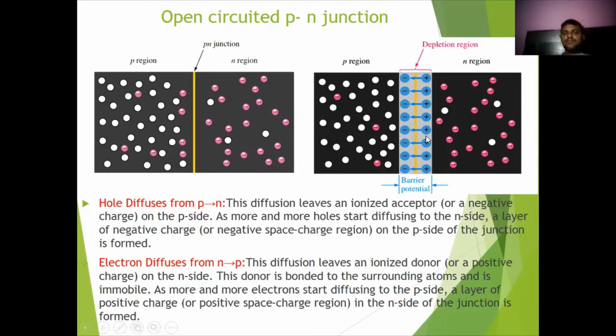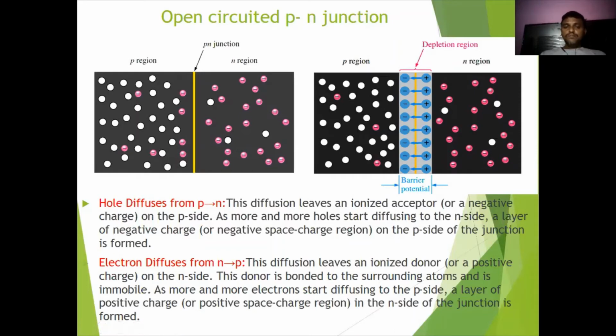As this movement of holes increases, the concentration of holes crossing the junction increases, which means there will be a greater number of ions, and they will form a layer of acceptor ions. You can observe in the statement that a layer of negative charge, or negative space charge region, on the p side of the junction is formed. The blue negative symbols in circles are nothing but acceptor ions, or negative acceptor ions.